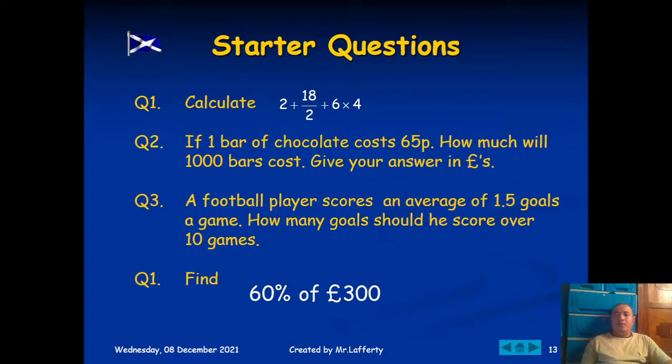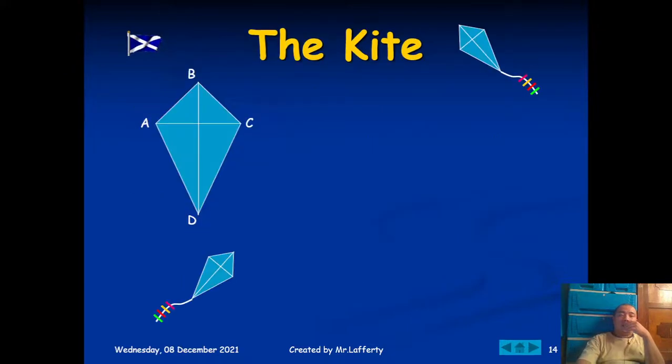Diba? A football player scores an average of 1.5 a game. 1.5 is to 1 is equal to x over 15 goals. Find 60% of 300 pounds. Okay. 60 over 100 is equal to x over 300. 6 times 30, 180.